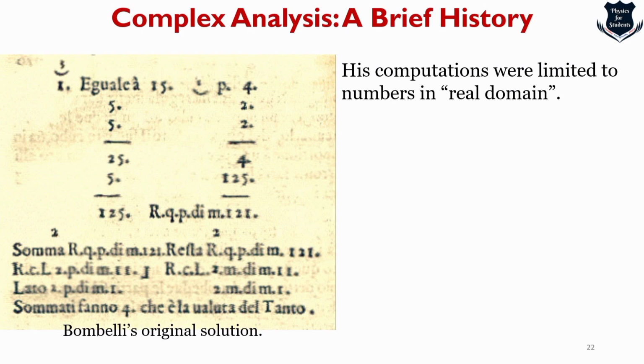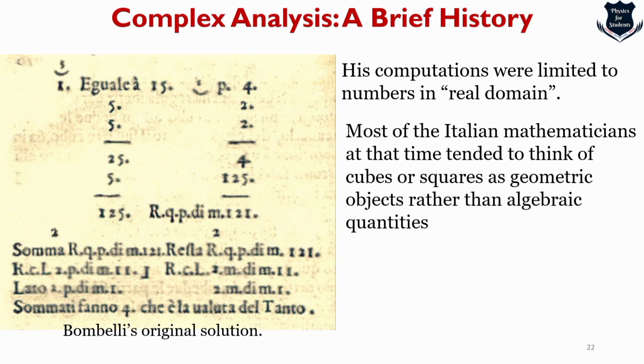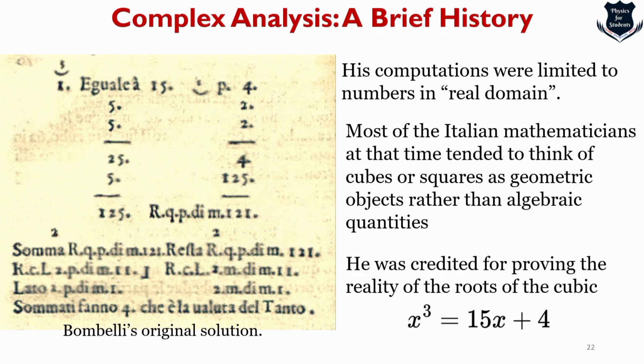In fact, most of the Italian mathematicians during that time tended to think of cubes or squares as geometric objects rather than algebraic quantities. However, he is credited for proving the reality of the roots of the cubic x cubed equals 15x plus 4. Now, Cardano's formula forced mathematicians to confront square roots of negative numbers.